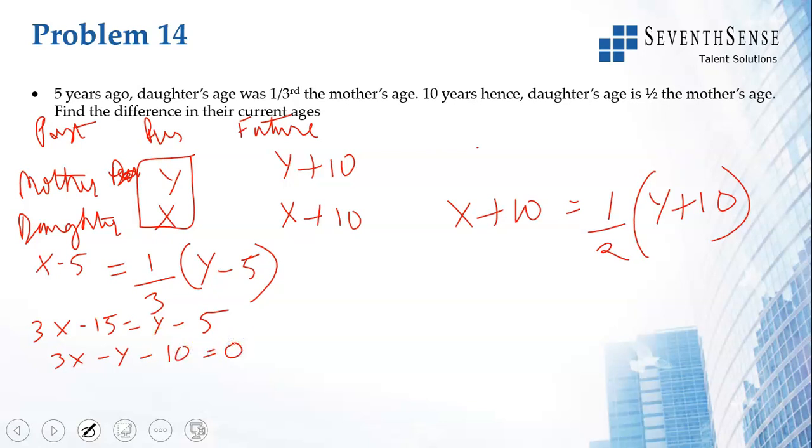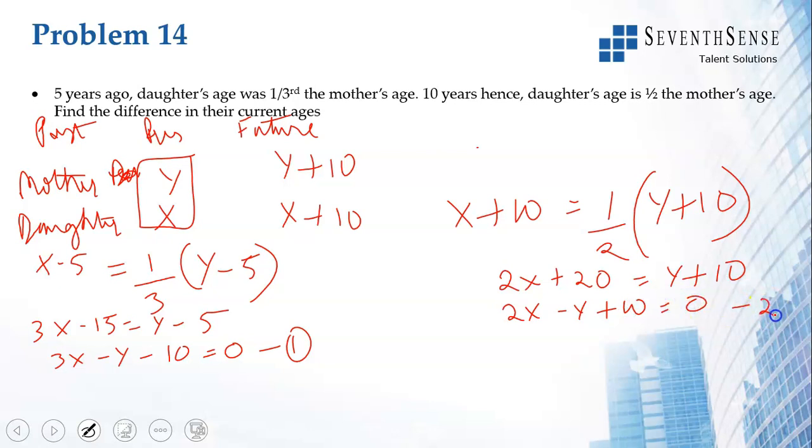This is equation 1. Other equation here: 2x plus 20 is equal to y plus 10. So we get 2x minus y plus 10 equal to 0. This is equation 2. And then you change signs. Okay, change signs here. And add 1 and 2.